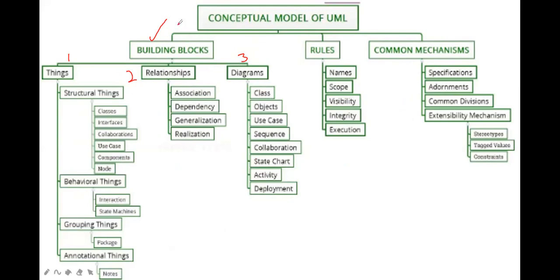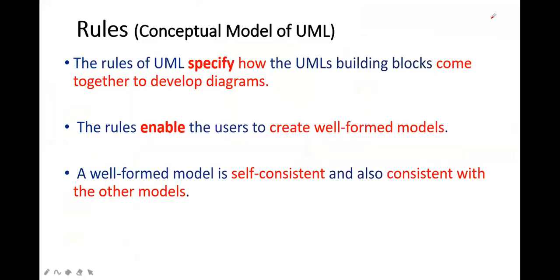Now, this was the first part of the conceptual model. The second part of the conceptual model is what? Rules. And the third part is the mechanism, the common mechanism. Now we are going to cover the rules and the common mechanism. Now see the rules. What are the rules? For any particular type, we all know when I say you have to follow the rules. Rules means, like for the examination, we already specify how you are going, you have to follow the rules.